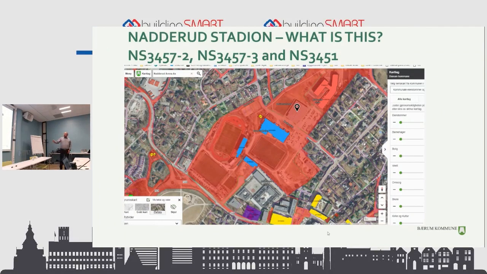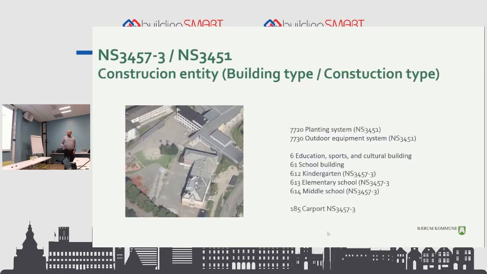Example, the red here, Nadderud Stadion, that's a sporting area with building and built environments. So going down, I have planting systems, outdoor equipment systems, that's playground systems and so on. And I also have the codes for the buildings on the plot.